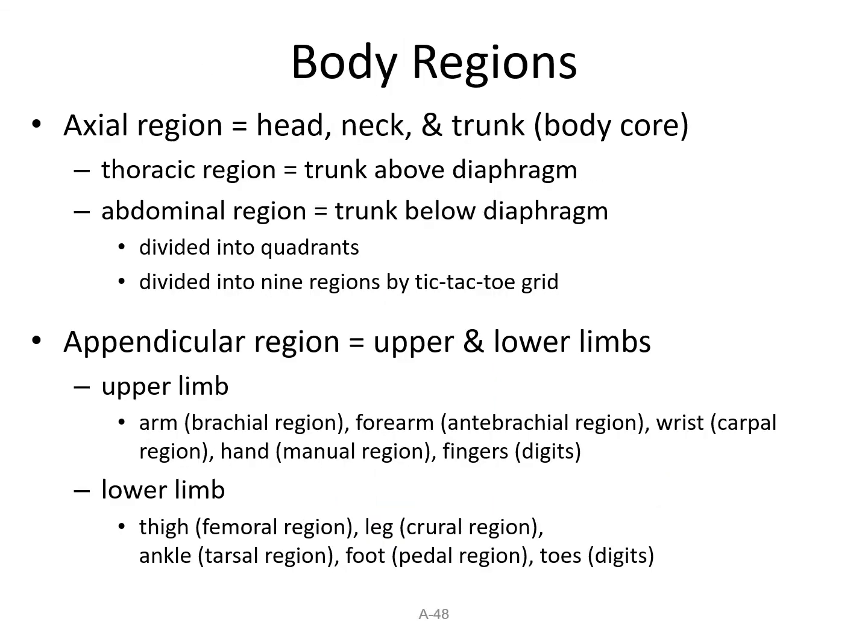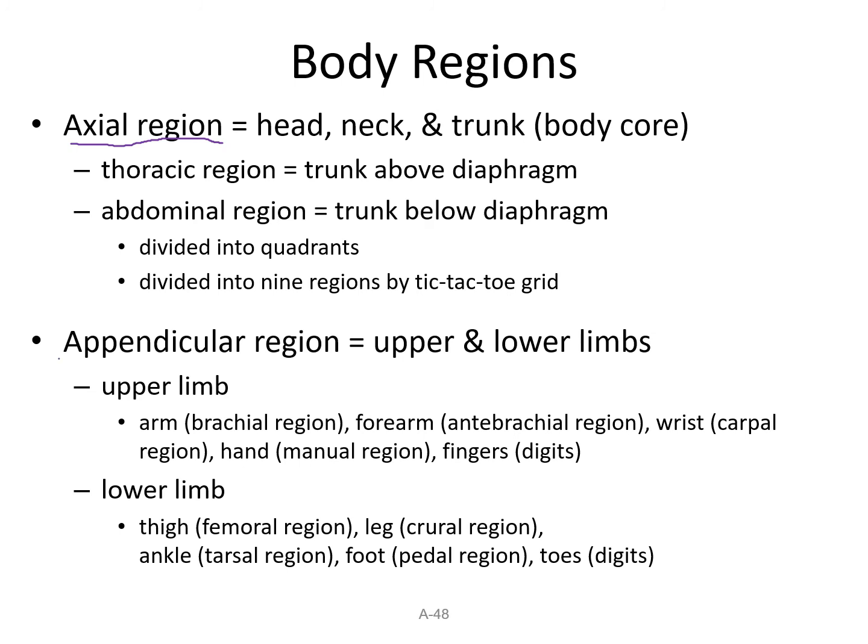So when we're looking at the body regions, you have an axial region and the appendicular. The axial region, this is probably your favorite region. I know it's mine. It's your head, neck, and trunk, right? Something that we call our trunk, our body core. Our trunk is going to be our chest, our abdomen, and our entire back, right? You guys know what your trunk is, so I'm not going to go that much into it.